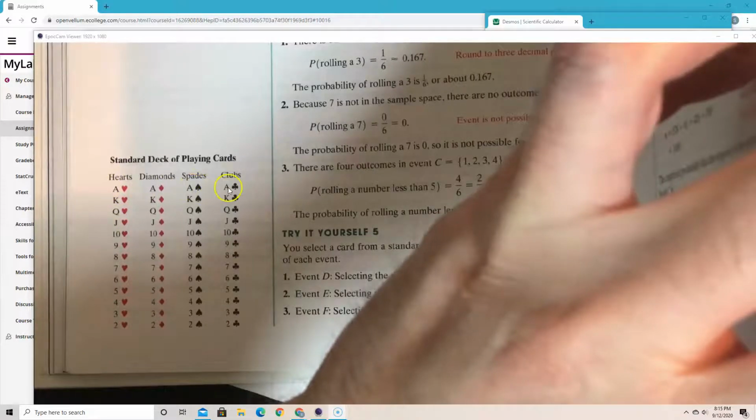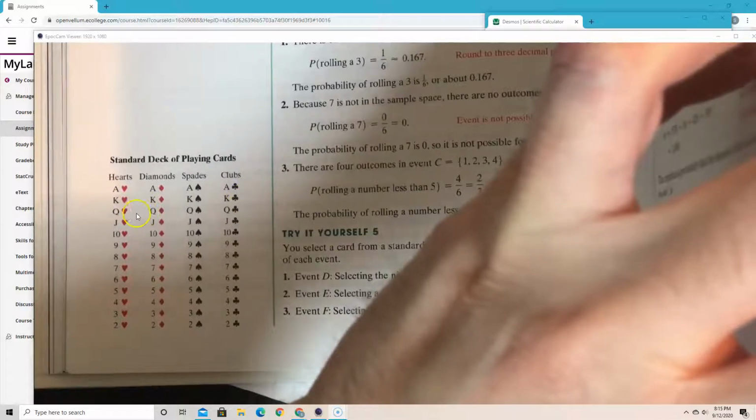Now, of these 52, each suit, each category, they have 13 each, and they have the same type of cards. Starting with A, which stands for ace, A-C-E. K stands for king. Nice name, I like that. That's my favorite card. Q is for queen. J is for jack.